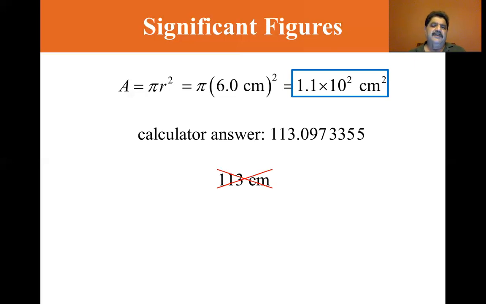I would accept 110 centimeters. You don't have to express it in scientific notation.